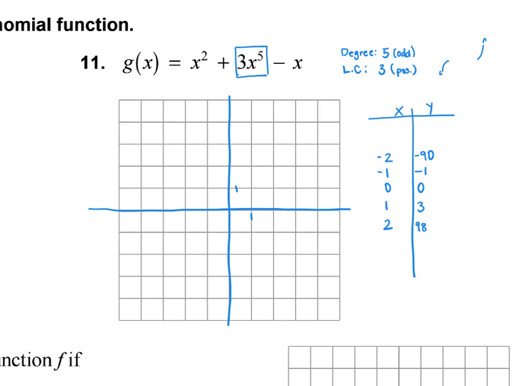Alright, so let's go ahead and plot our points. Negative 2, negative 90 is way somewhere down here. I know it's a lot lower, but that's okay. At least I know it's going down. Negative 1, negative 1, 0, 0, 1, 3. And 2, 98 again, somewhere really high up there. Okay, so it's going to rise on the right side and it's going to fall on the left side. Again, not perfect. If you plug it into decimals, it might not be exactly correct, but it's a pretty good indication of what the graph will look like.